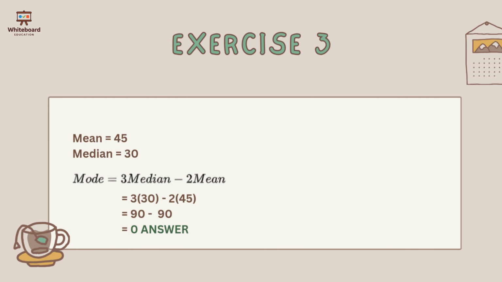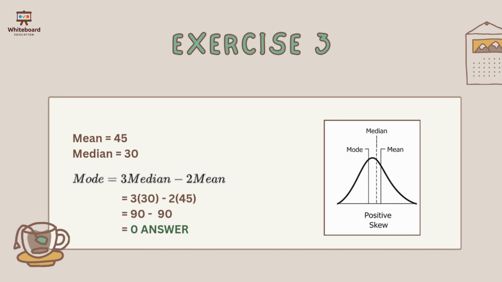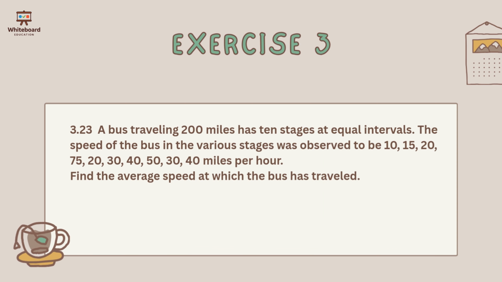As we need to find the mode, we use this formula: mode equals 3 median minus 2 mean. Place in the values of mean and median. 3 multiplied by 30 minus 2 multiplied by 45 is equal to 0. Here, as we know, the mean is greater than the median and mode, so this distribution is positively skewed. Question 3.23. A bus traveling 200 miles has 10 stages at equal intervals.